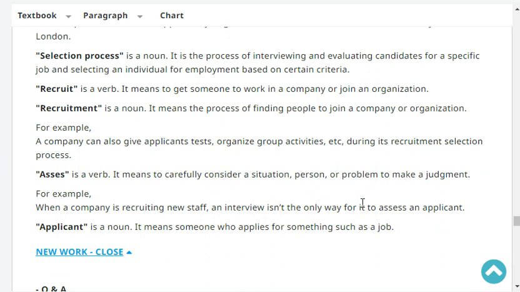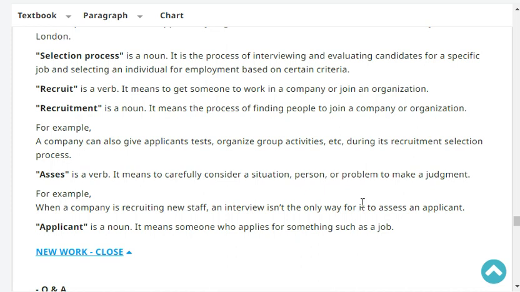Recruitment is a noun. It means the process of finding people to join a company or organization. For example, a company can also give applicants tasks, organize group activities, etc. during its recruitment selection process.